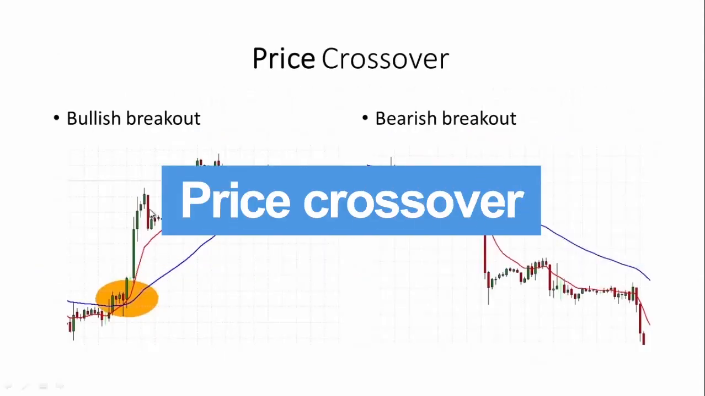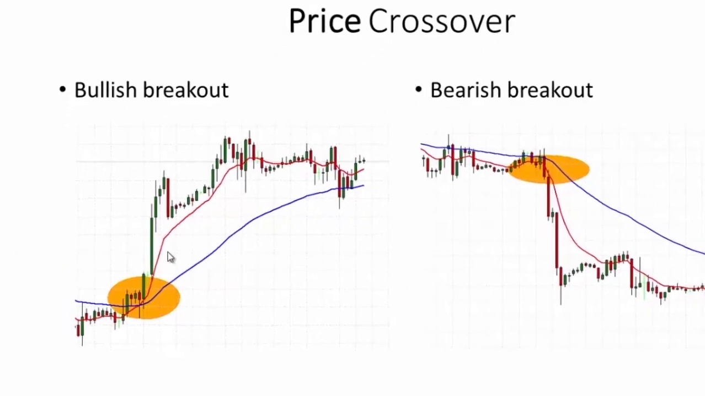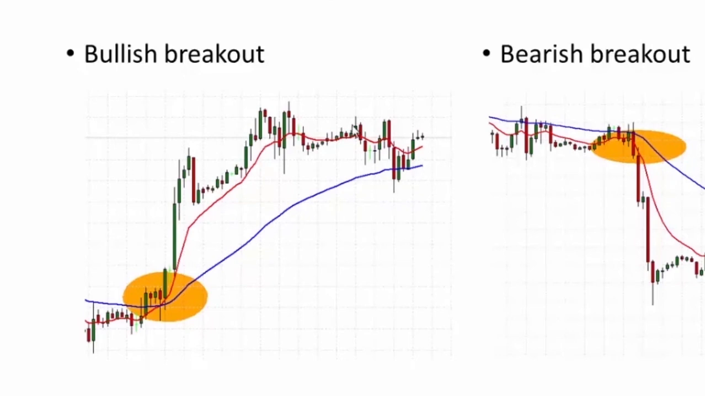Price crossover. The price crossing over the moving average can be a powerful sign of a trend reversal, while the price crossing above the moving average indicates a bullish breakout ahead. Often traders will use a long-term moving average to measure these crossovers, since the price frequently interacts with shorter-term moving averages, which creates too much noise for practical use.